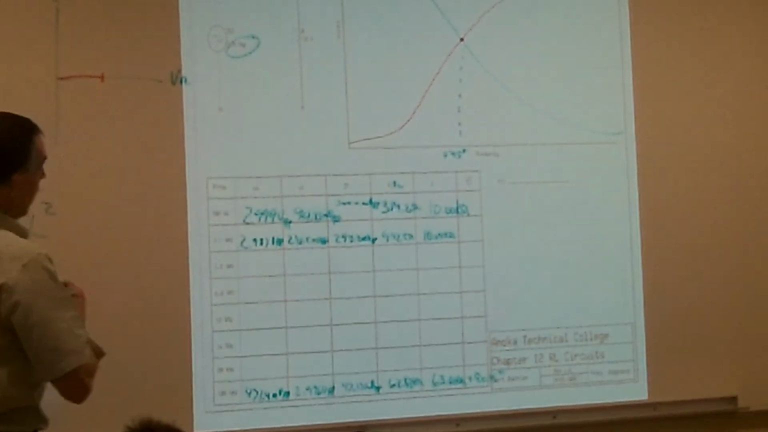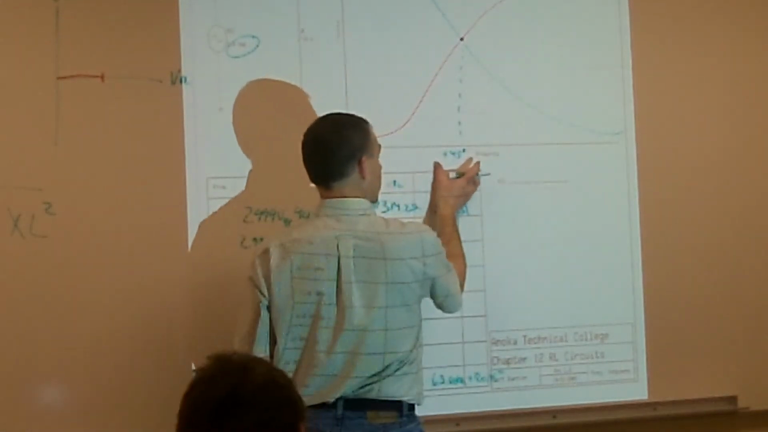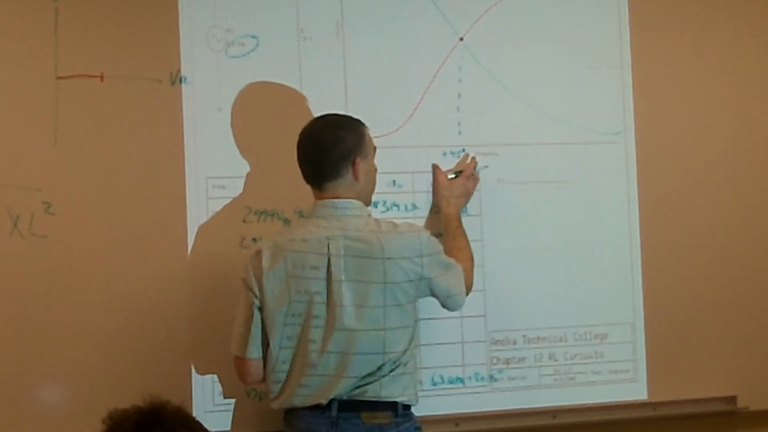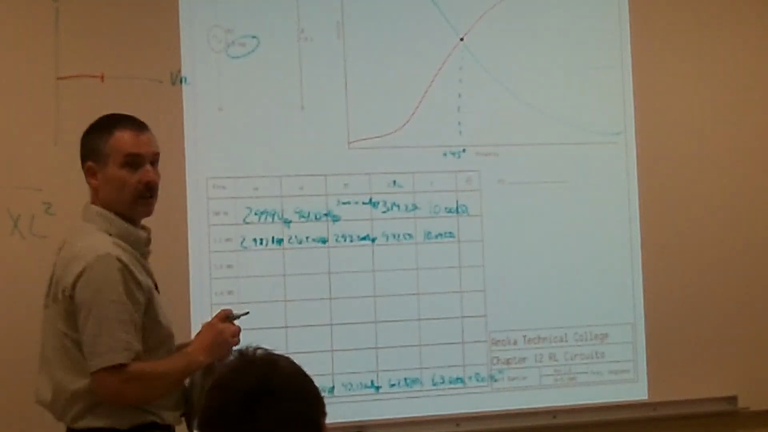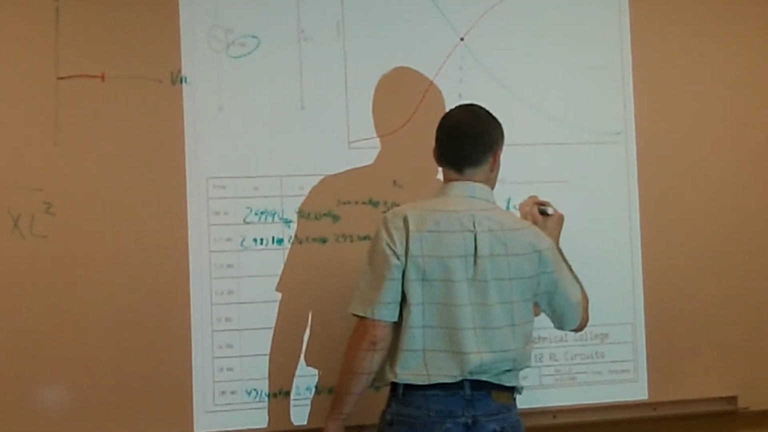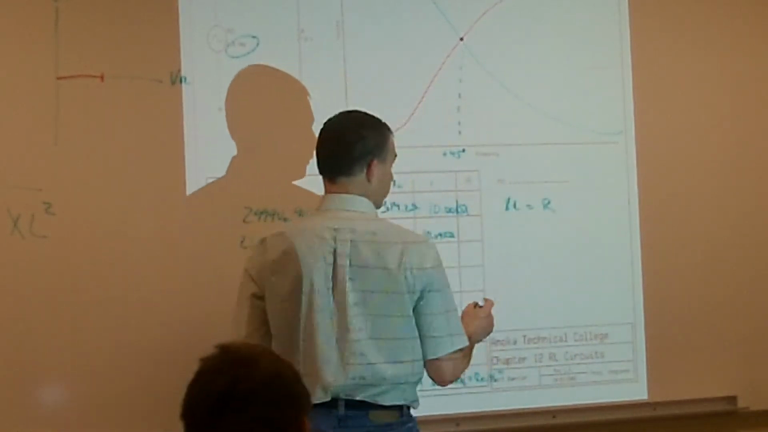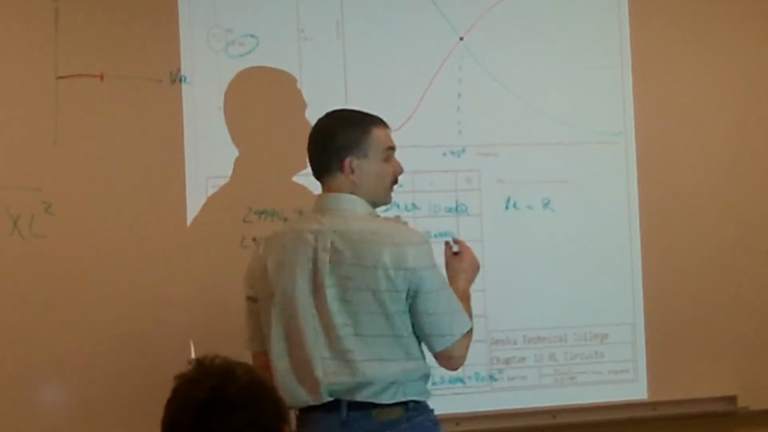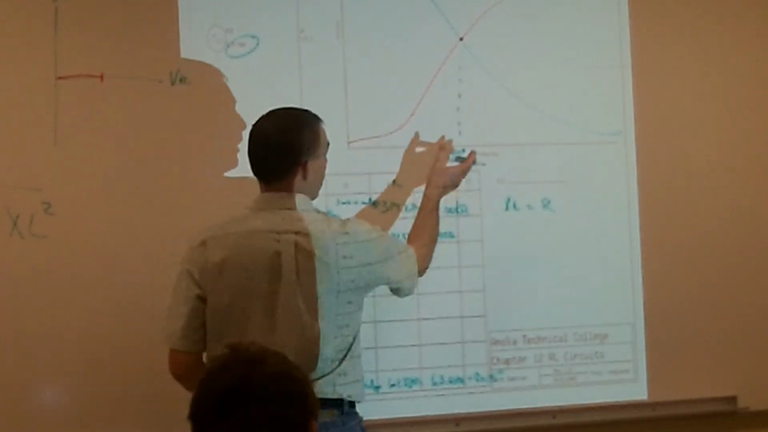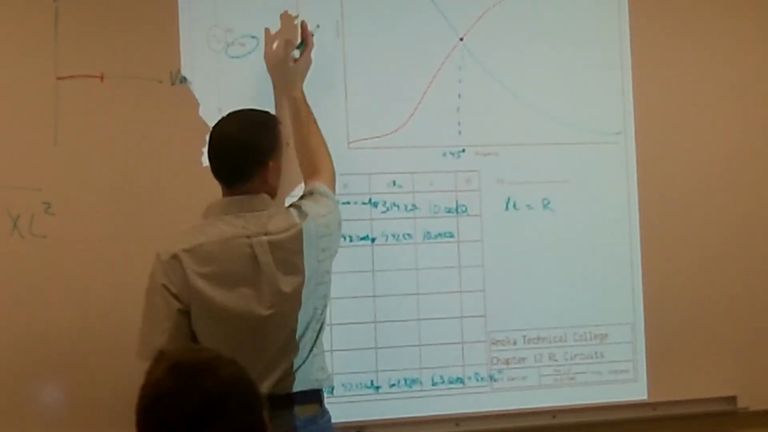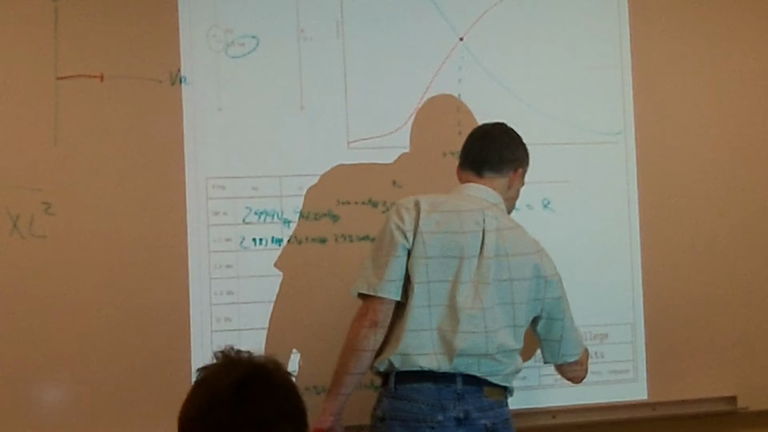So how do I calculate my frequency cutoff? What happens at 45 degrees? What are some of the characteristics of my frequency cutoff? X of L equals R. And what else happens? You get your half power. Yep, that's half power, because half my power is going across my inductor and half my power is going across my resistor. So another term for frequency cutoff is that I'm at half power.